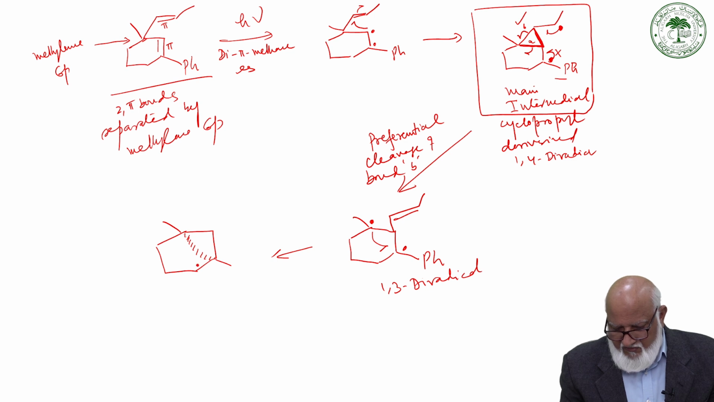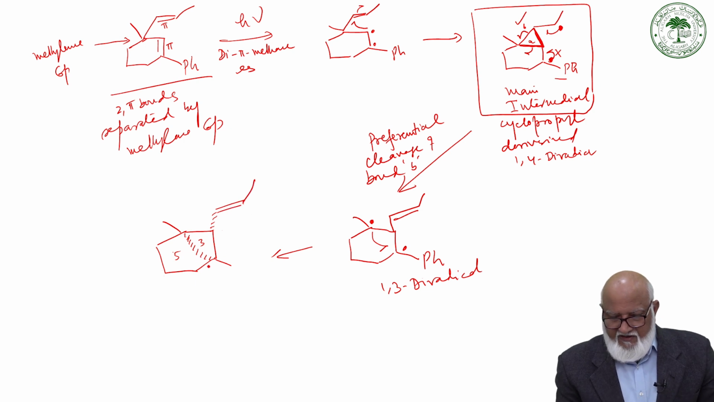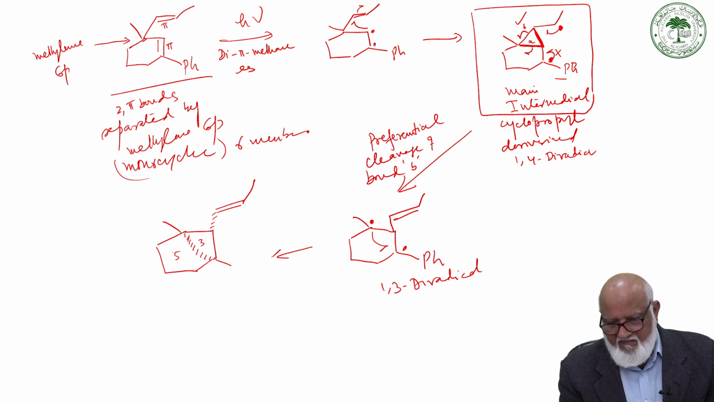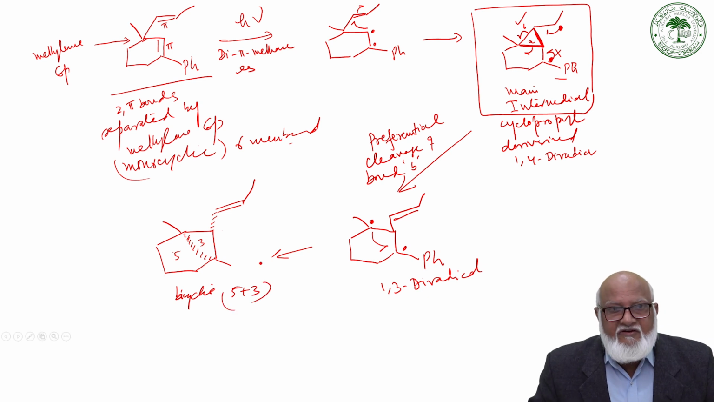This is 1, 2, 3, 4, 5, 1, 2, 3, 4, 5, and then 3. So this is a very interesting product. We started with the monocyclic system, a monocyclic 6-membered ring. At the end of it, we take a bicyclic 5 plus 3 ring system. It's a very interesting rearrangement.